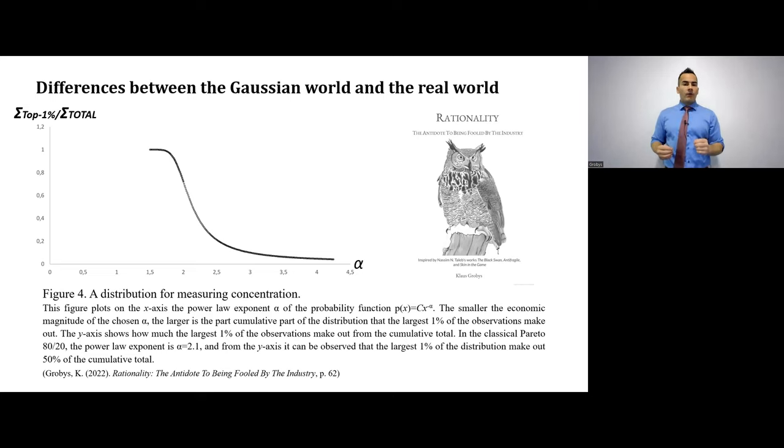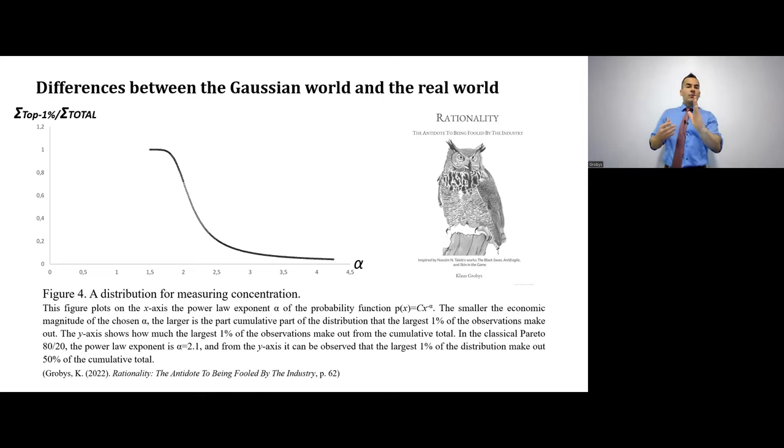In figure 4, I plot the power law exponent alpha on the x-axis, and the y-axis shows the share of the top 1% of largest observations in the cumulative total. Again, this power law exponent alpha is only defined for an exponent that must be larger than 1. We see here that as we move above 2, there's a very steep increase in this metric. Let's call it a distribution-specific metric. Every distribution has a specific number for this concentration.